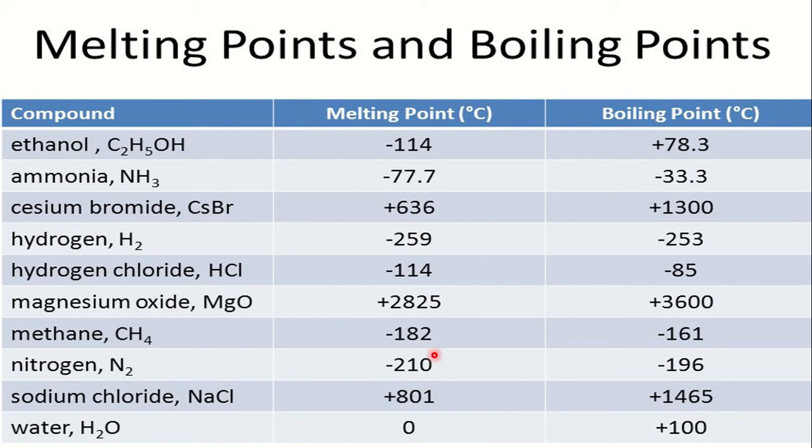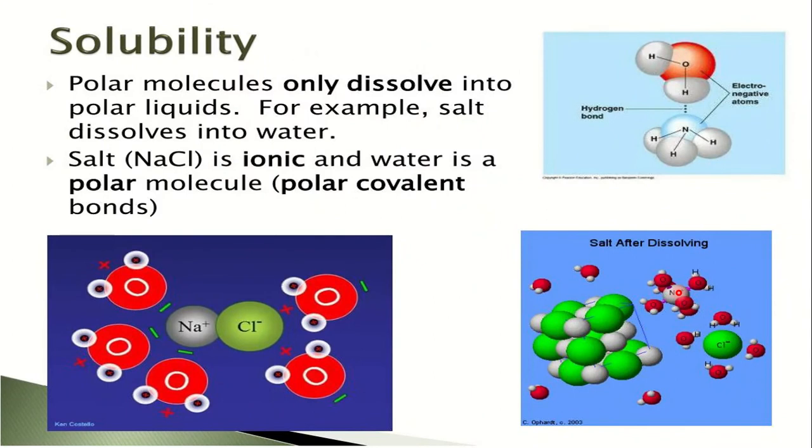But for other compounds, the melting point and boiling point are very low. Even look, their melting point and boiling point are minus values. That means at room temperature, at normal temperature, they are gaseous. So these all are covalent compounds. Now our second property, solubility. We already knew that ionic compounds are soluble in water and covalent compounds are insoluble in water.